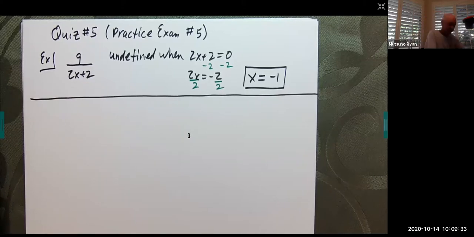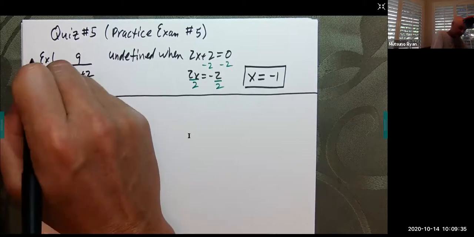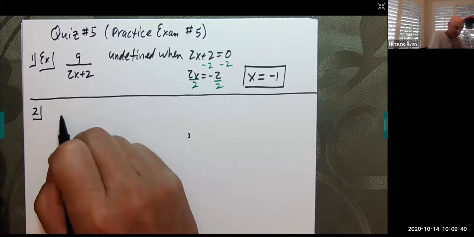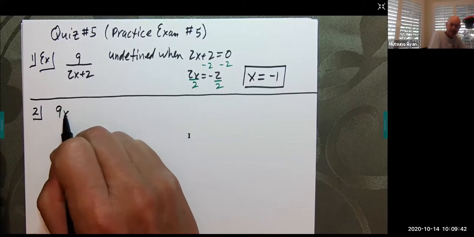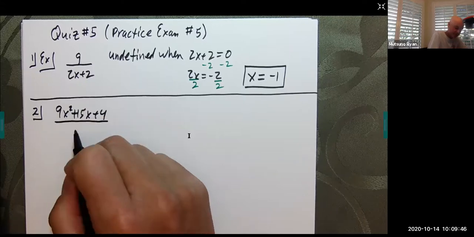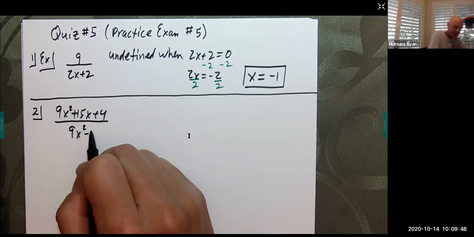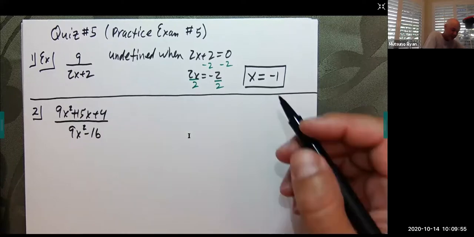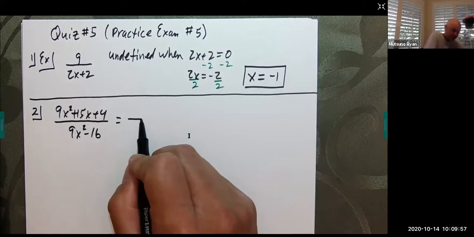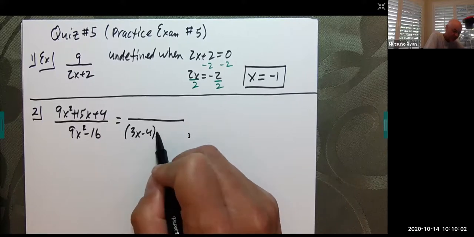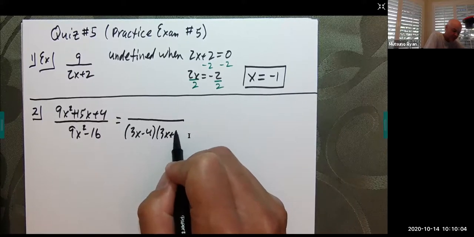Next up, we are going to simplify. This is number 1. I should number these. Number 2. 9x squared plus 15x plus 4 over 9x squared minus 16. And we are to simplify this, meaning we're going to try to reduce this, which means I need to factor both the numerator and denominator. Now the denominator is the difference of squares. That one's easy. 3x minus 4, 3x plus 4.